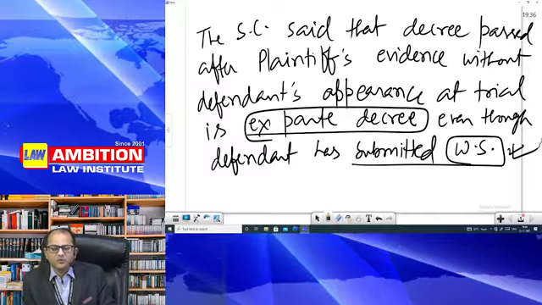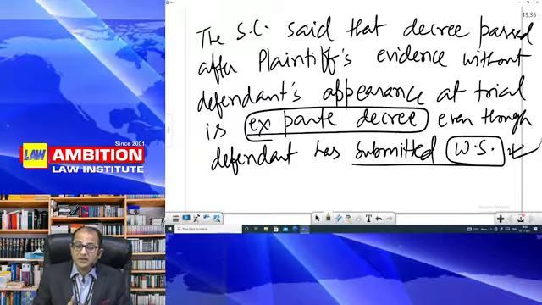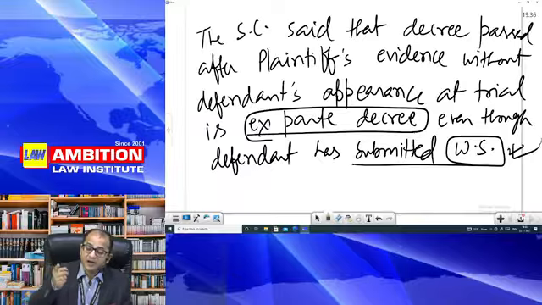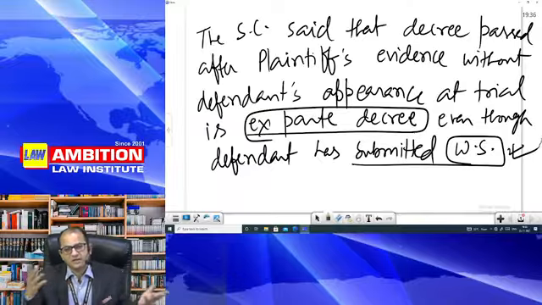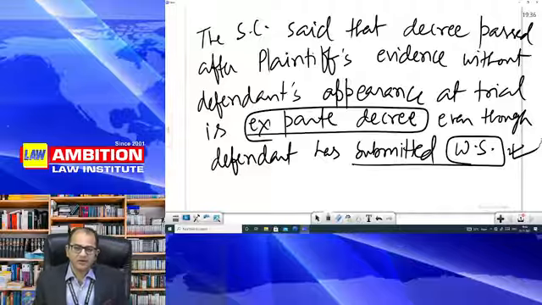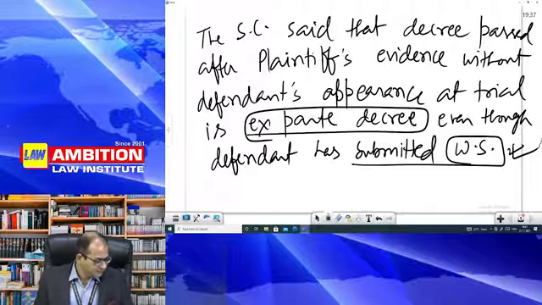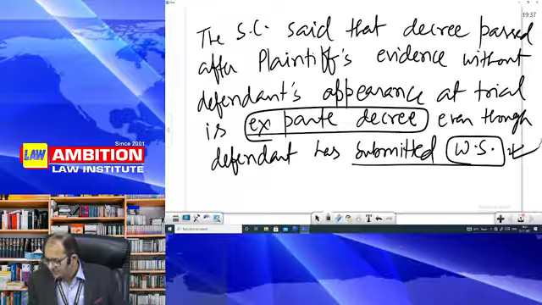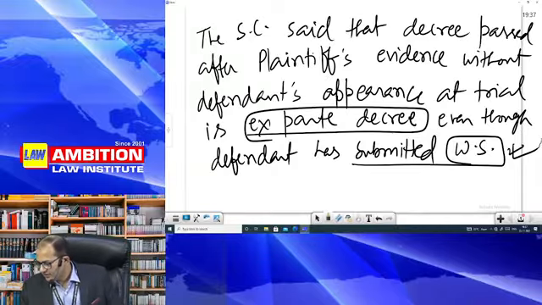So, Order 17 Rule 2 explanation is not attracted in this case, which says that it will be attracted in the case where the party has already given evidence and then he is absent. But has the party given evidence here in case of this defendant? No. So, if he has not given evidence, Order 17 Rule 2 explanation doesn't apply. So, you can write down from my side, that's very clear, that in this case Order 17 Rule 2 explanation is not attracted. You write in G. Ratna Raj. In this case Order 17 Rule 2 explanation is not attracted.